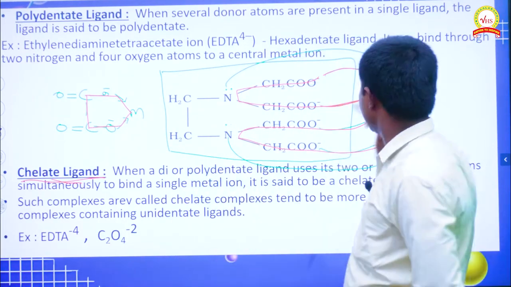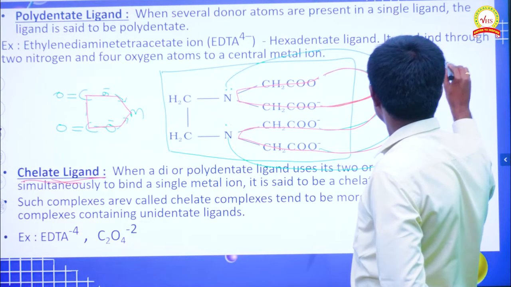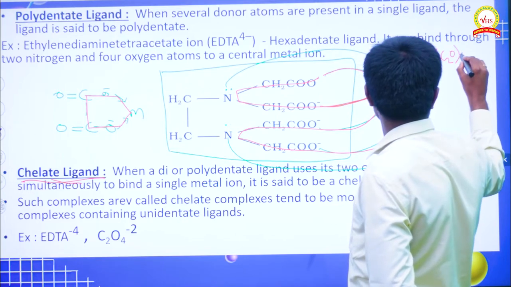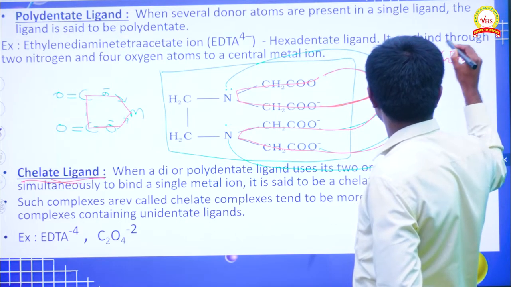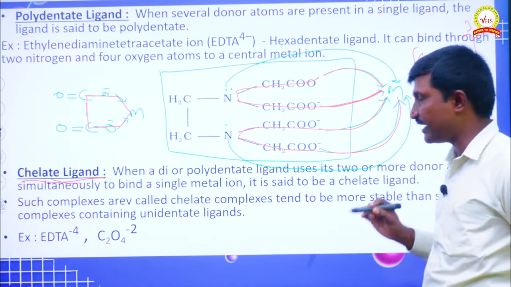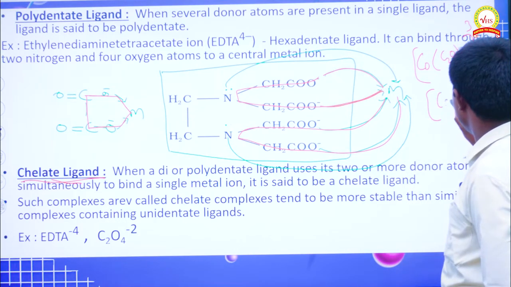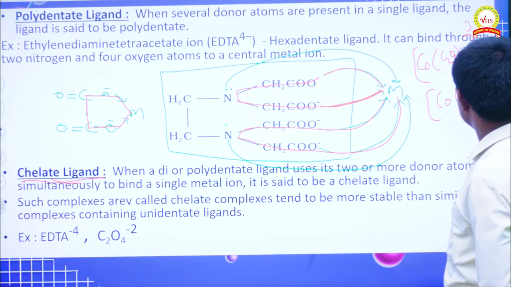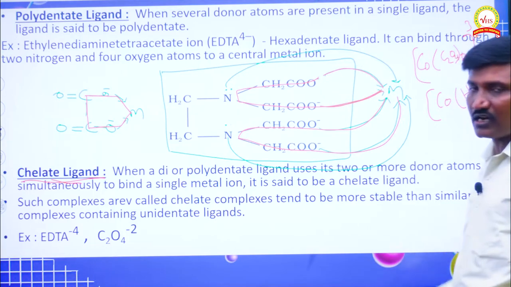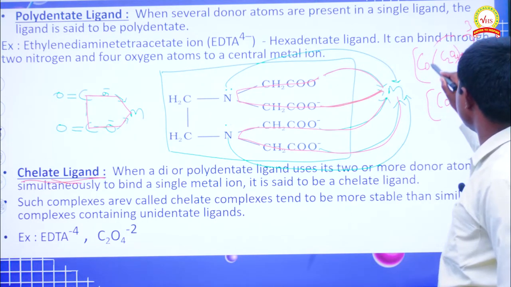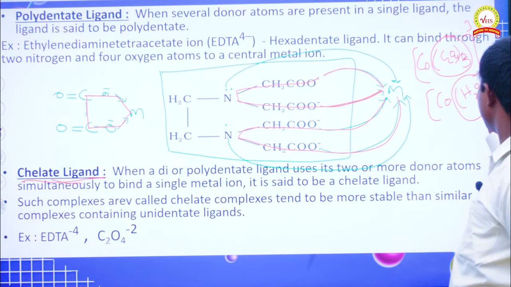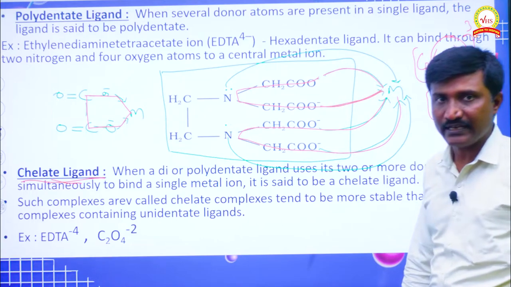For example, I am taking the complex [Co(C2O4)3]3-, and the complex [Co(H2O)6]3+. Both are cobalt complex compounds. But in this one the ligand is oxalato, a bidentate ligand. In this one the ligand is water, a monodentate ligand, right?